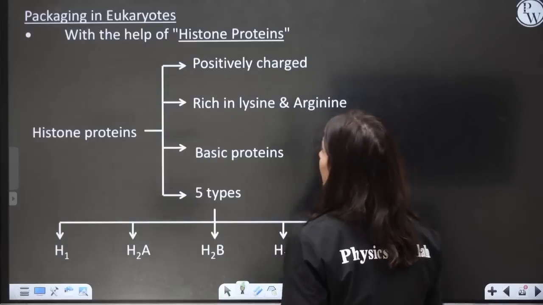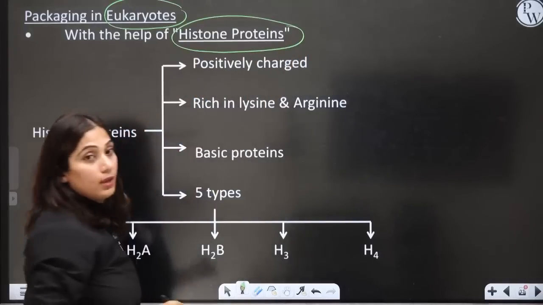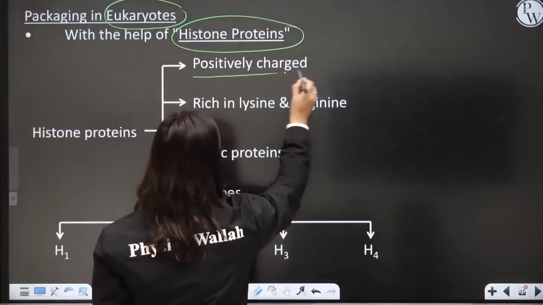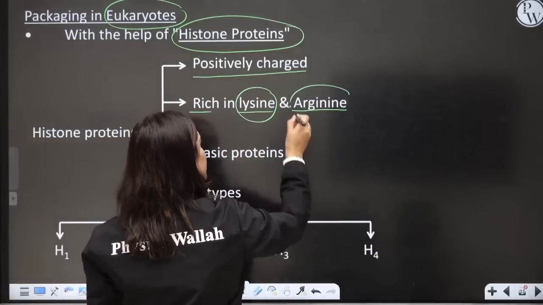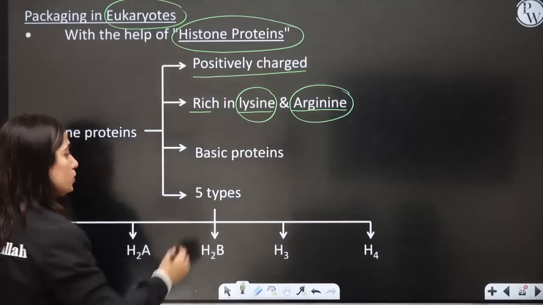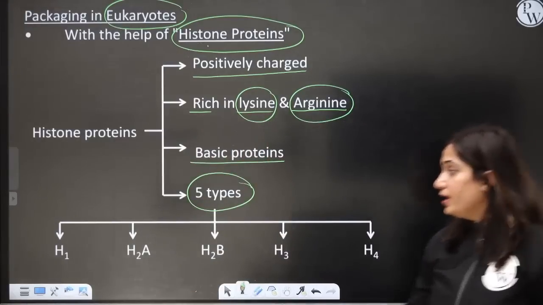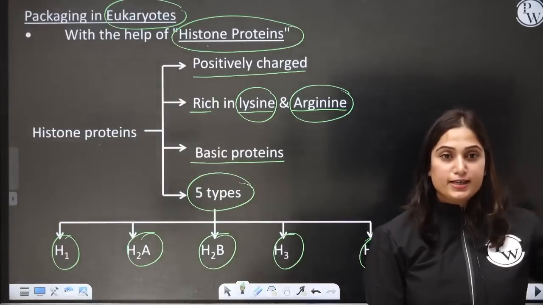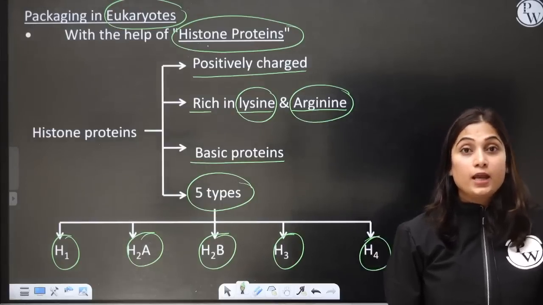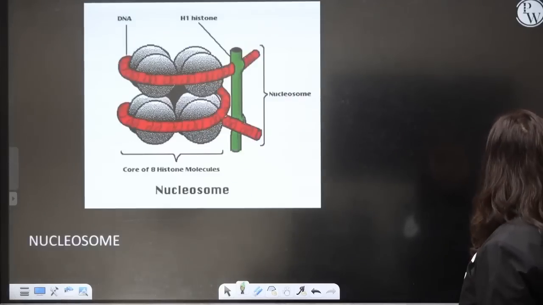Let's discuss that now. For the packaging of DNA in case of eukaryotes, we have special proteins, and those are histone proteins. Now, what are the characteristics of histone proteins? They are positively charged. They are rich in the amino acids lysine and arginine. This is an important point. Lysine and arginine are basic amino acids. That is why histone proteins are basic proteins. There are 5 types of histone proteins, and they are H1, H2A, H2B, H3, and H4. These are the 5 types of histone proteins found in eukaryotes. Now let's discuss in what way they are responsible for the packaging. First of all, let's understand the formation of the nu body.